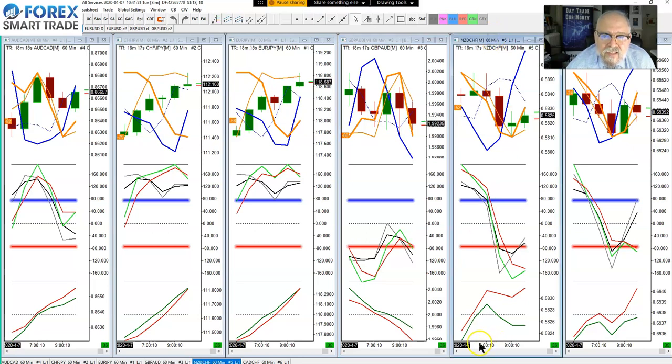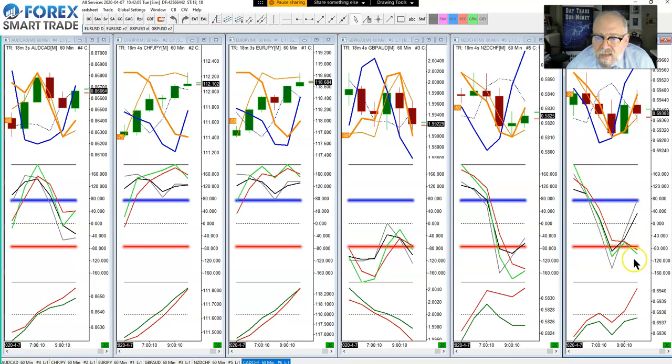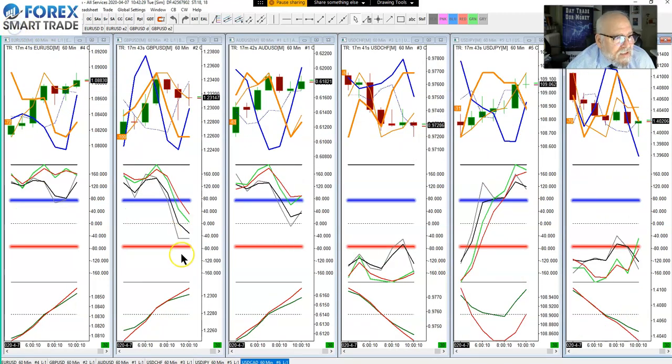New Zealand, Swiss franc, oversold, but the majors aren't pointing up yet. And Canadian, Swiss franc, mixed signal. Majors haven't quite gotten to oversold yet. Miners are going up. So nothing good on 18 charts for the 10-point trade. Let's go back and take a look and see if we've got a thick orange line trade.